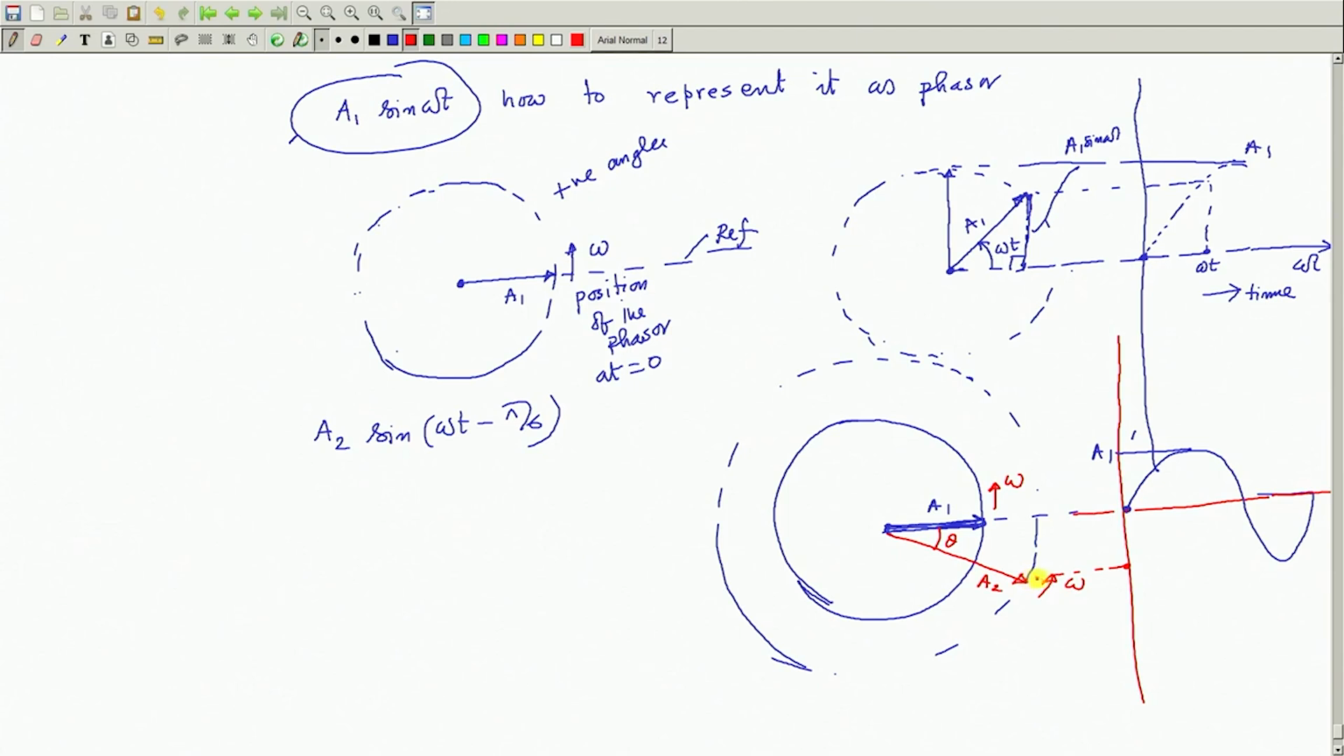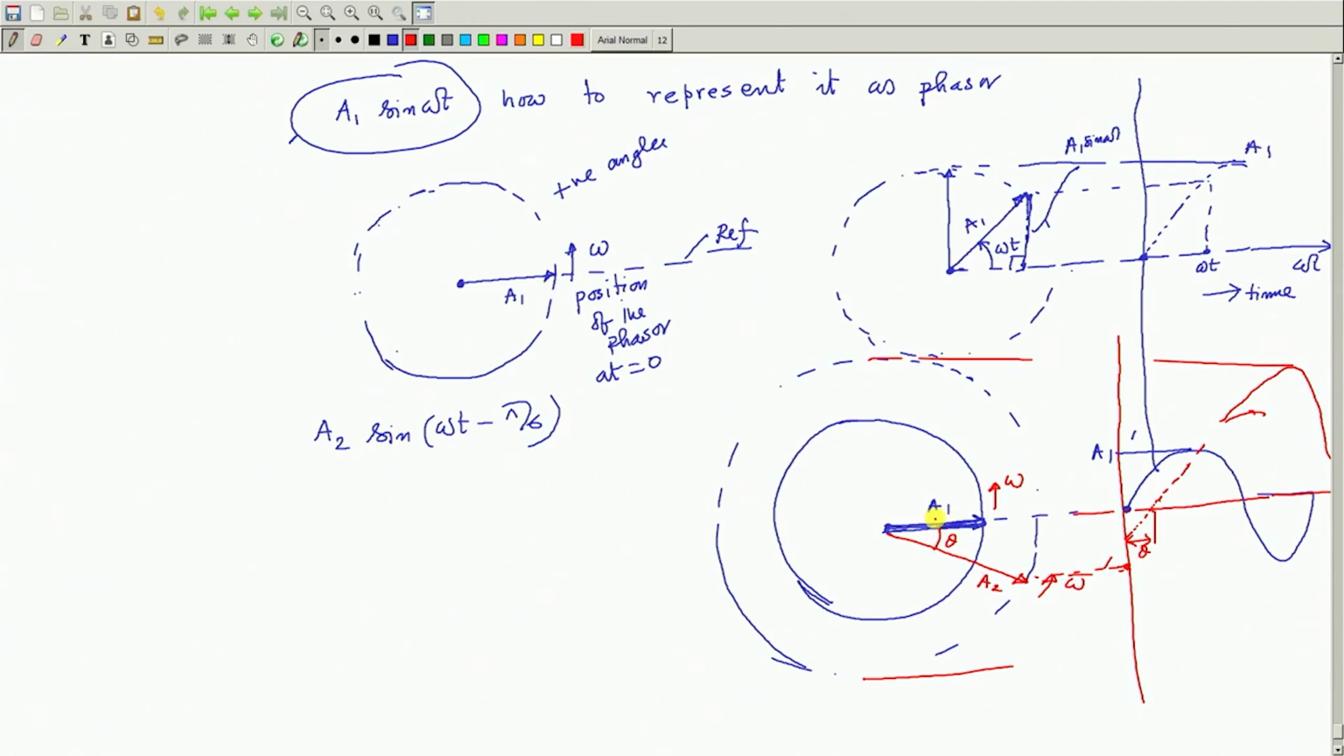So, on this side it is having a negative value, A2 sin minus theta. Therefore, instant to instant I can also sketch this, and you see A2 is this one. So, it will go there and come back. Got the point? It is lagging. So, this angle theta between these two will remain intact.